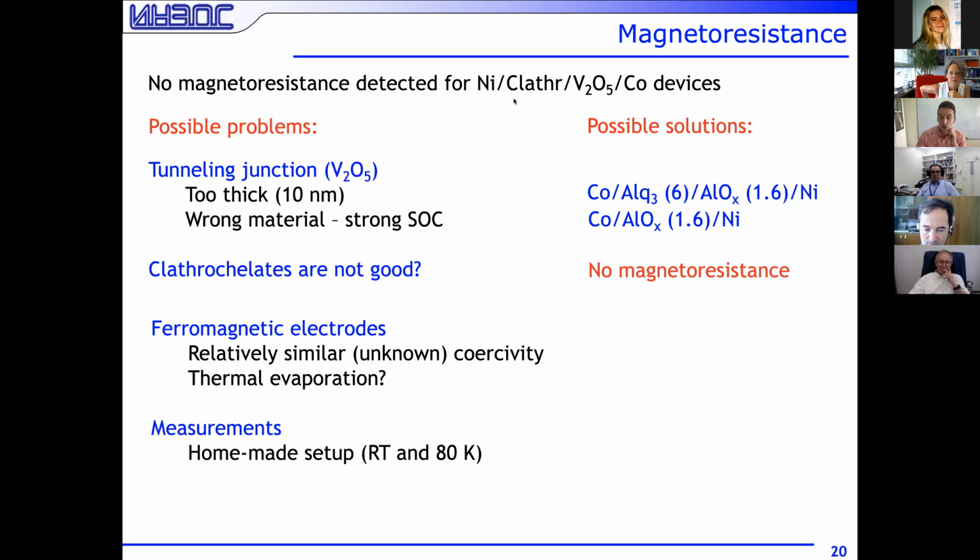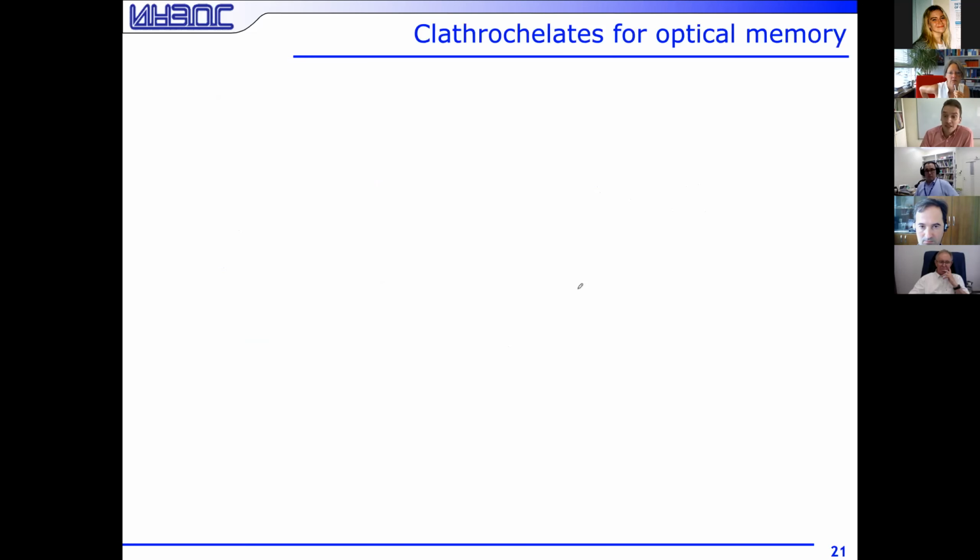So probably what we are going to do in the future, we're going to change to different sputtering technologies for ferromagnetic layer production. And we for sure are going to use a PPMS device instead of making our own setup for magnetoresistance measurements. But it would be too sad to finish here saying that we didn't get any meaningful result.